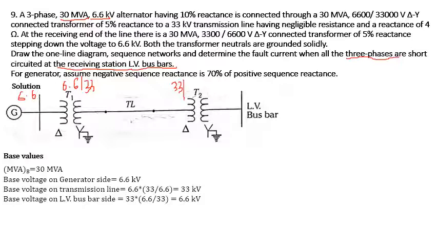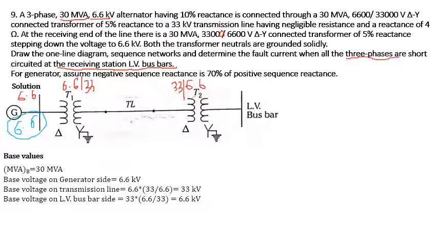Sorry, this is supposed to be 33,000 volts, not 3,300. So this is supposed to be 33 kV by 6.6 kV. The voltage on the LV side is whatever value we got, 6.6. So let us calculate the new value. We consider the generator base, so the new value will be 6.6 kV.